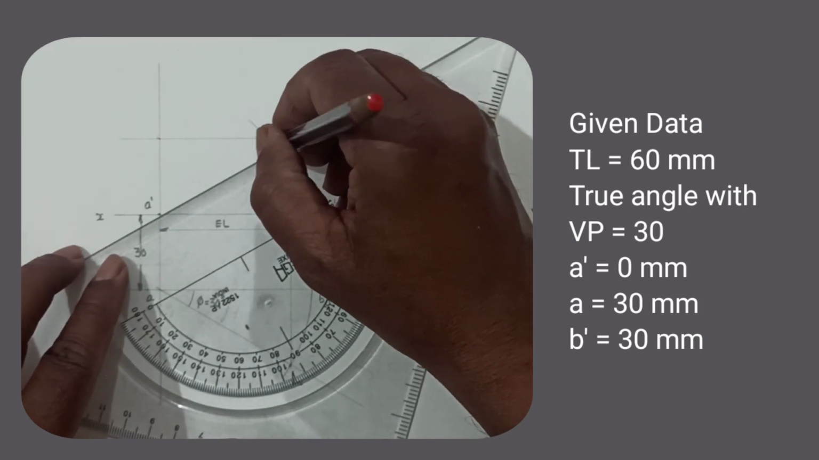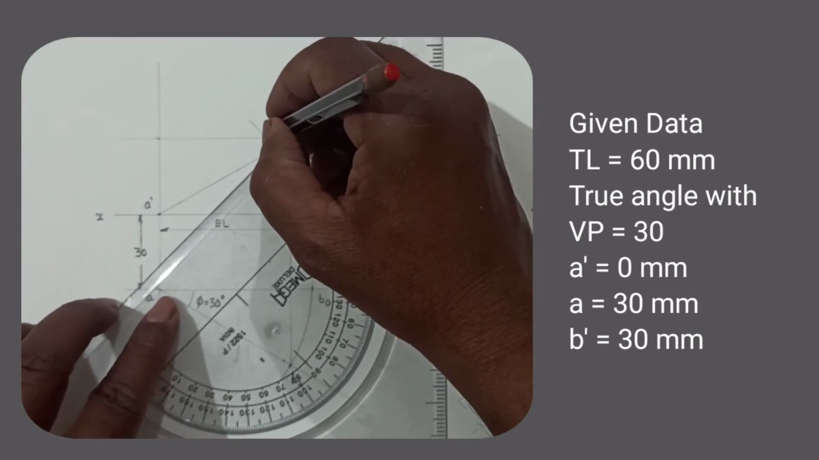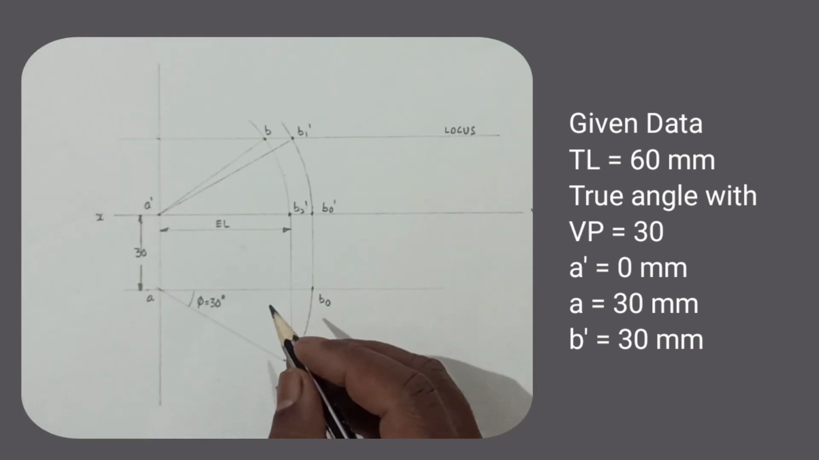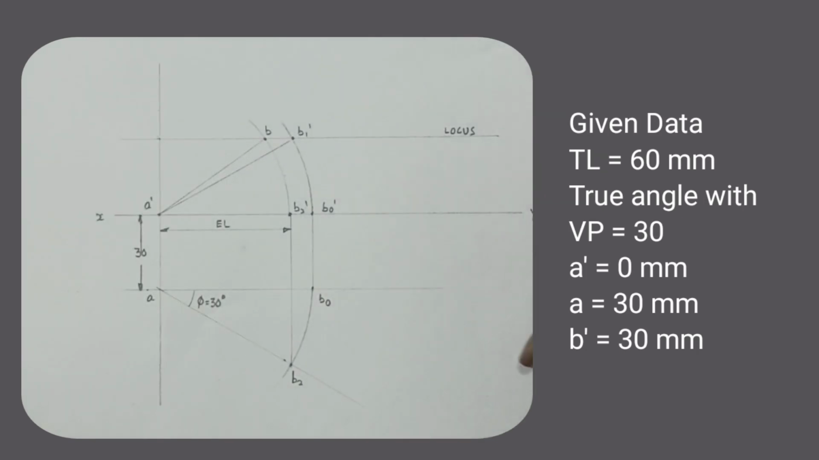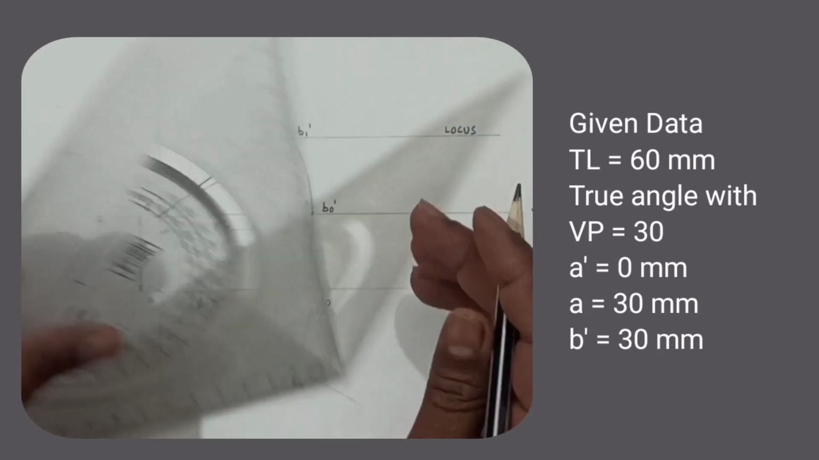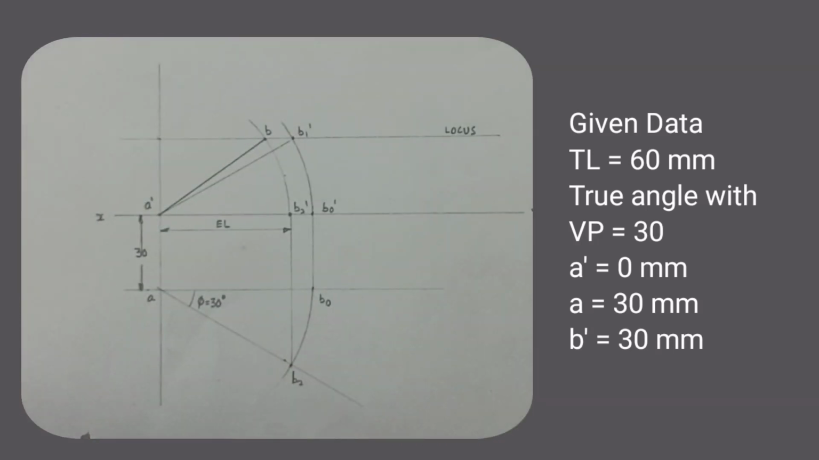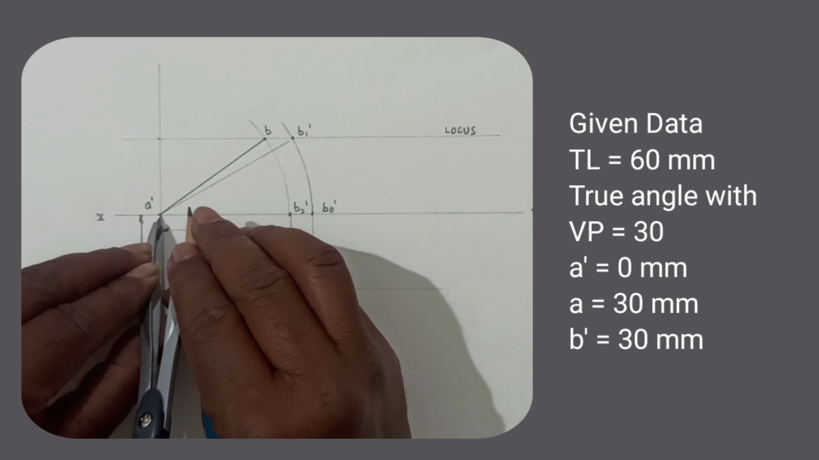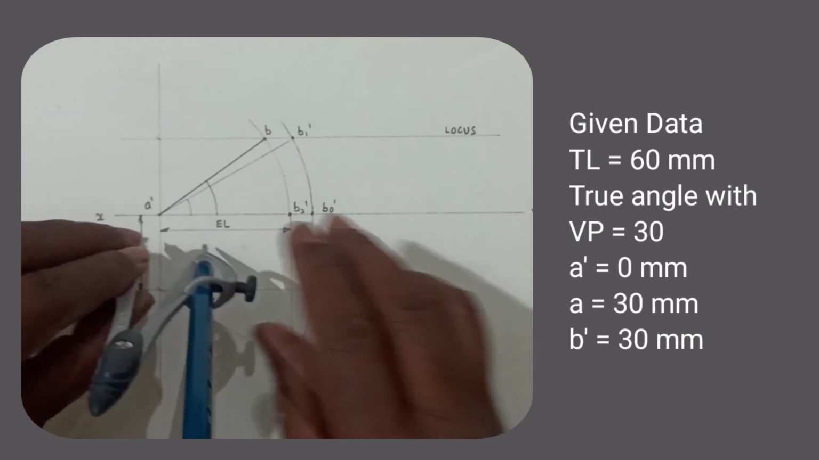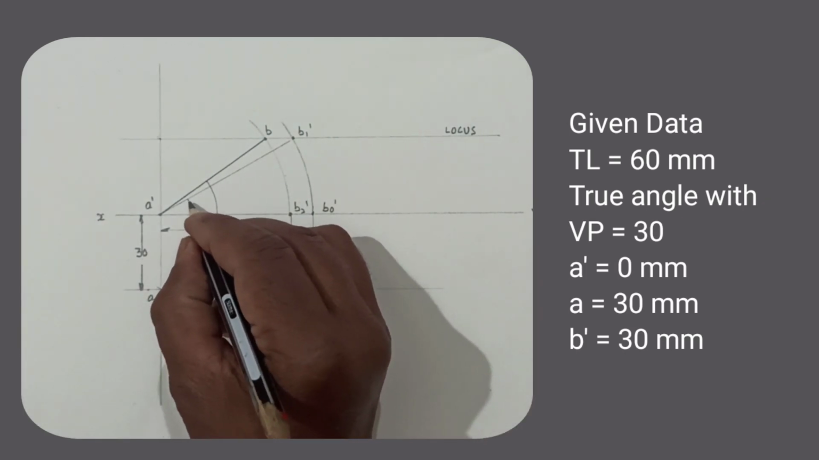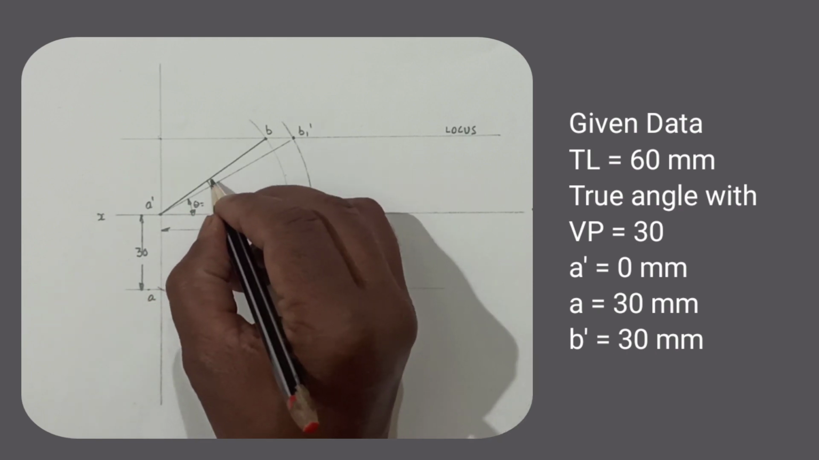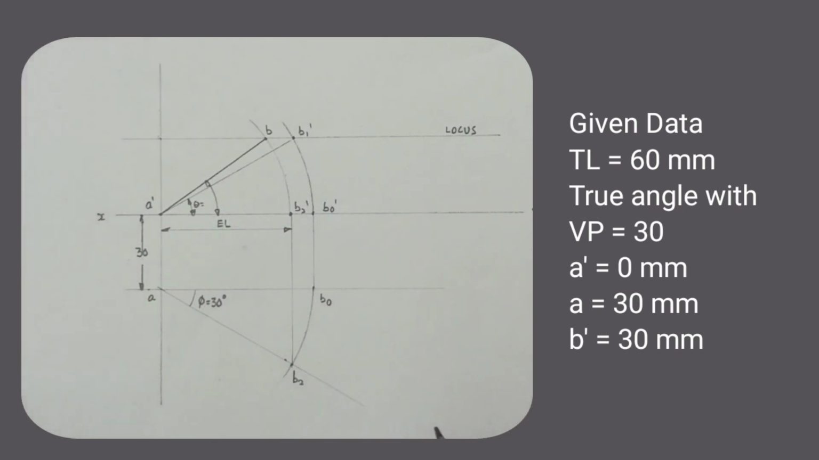Join these points with A', so that we'll get the front view. So A'B' is our required final front view. Draw it with a dark line. Show the angle in the front view, angle theta, which we have to measure, and angle alpha, meaning the apparent angle made by the line when it is inclined to both planes.